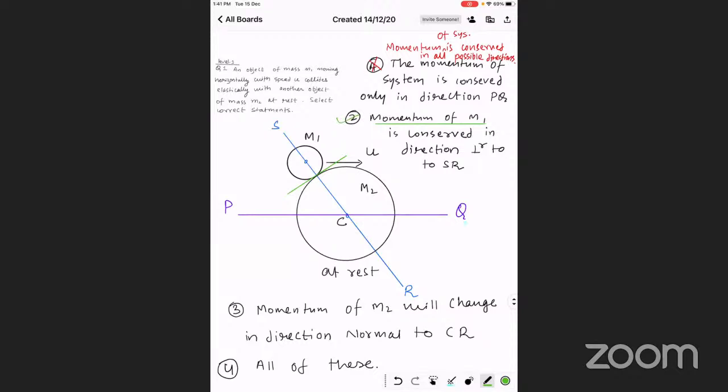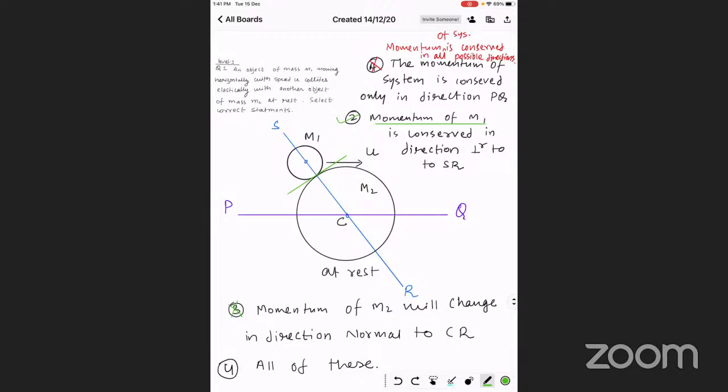Only 3 students could give the answer to this question: Dhruv, Paras, and Chinmay. This is exact JEE Advanced level. This is wrong: momentum of M2 will change normal to CR? No. Momentum of M2 will change along CR. Normal to CR, there will be no change in the momentum of M2.